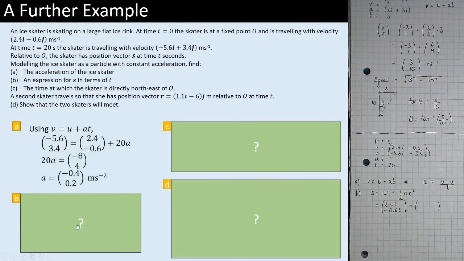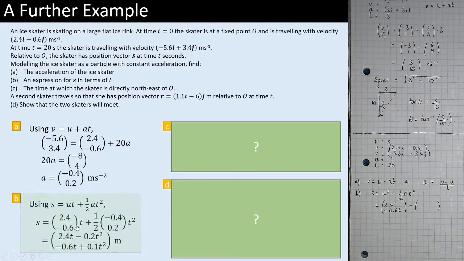So let's reveal those A and B. You can see how we've used v equals u plus at, rearranged to give us something to get A. And then we've used that in part B underneath to give us this equation here in terms of t to have our position.